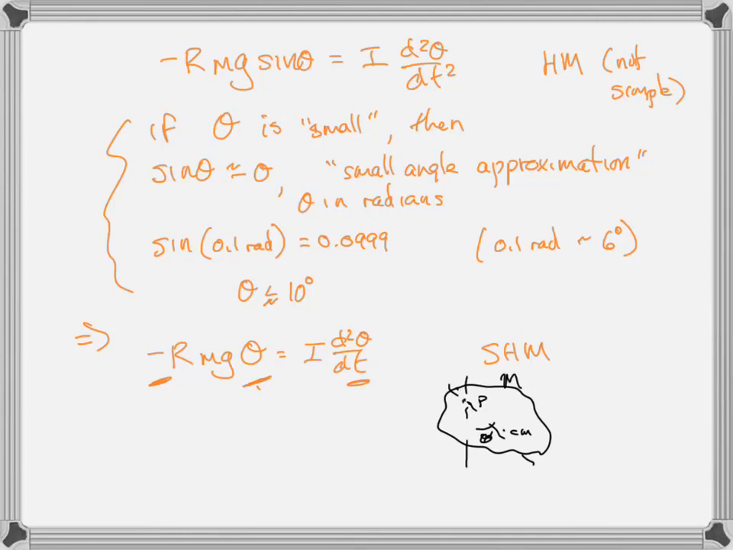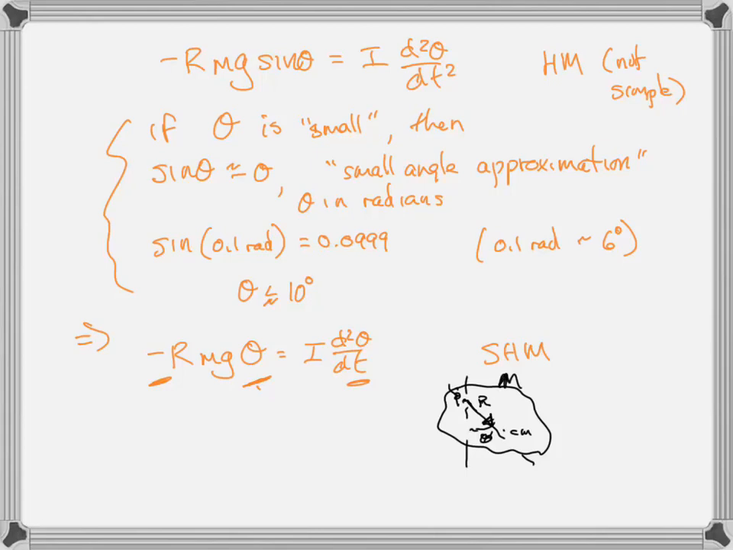This object has a mass m. R is where we put the pivot point, right? That's where we're going to pivot it. So R is the distance to the pivot point. G is the acceleration due to gravity. And the only thing left is I, right? Everything else is shown in the picture.